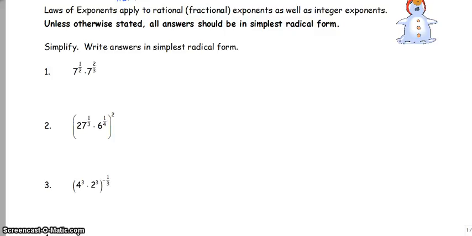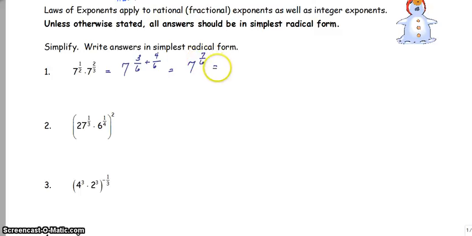So for problem 1, I have 7 to the 1/2 times 7 to the 2/3. Since the bases are the same, our law of exponents would say that we could add the exponents. So let's go ahead and do that. We would have 7 to the, now in order to add our fractions, we need a common denominator. That will be 6. So 1/2 would be 3/6, 2/3 would be 4/6. Adding those exponents, we would get 7 to the 7/6 power.